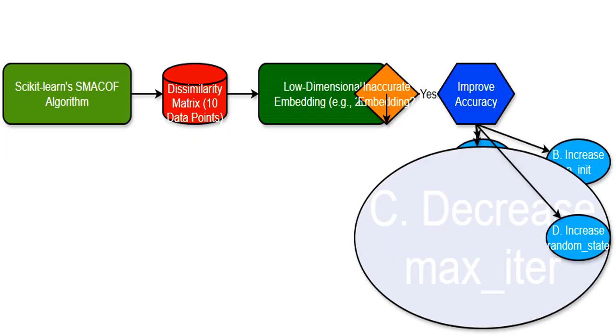Decreasing max_iter, the maximum number of attempts the algorithm makes to improve the arrangement, would be a bad idea. It's like stopping before finding the best path through the maze. I need it to run longer to potentially find the optimal solution.